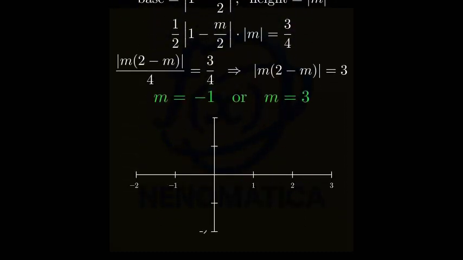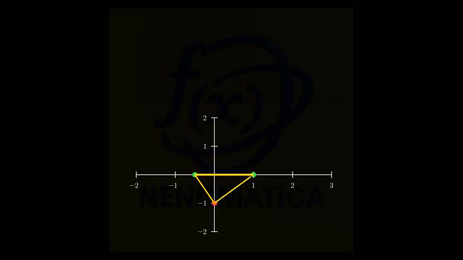To build intuition, let us sketch the triangle for m equals -1. The x-intercepts are at x equals 1 and x equals -1/2. The y-intercept is y equals -1. The base is the distance along the x-axis between those intercepts, and the height goes vertically to the y-intercept. Now sketch the triangle for m equals 3. The x-intercepts are at x equals 1 and x equals 3 over 2. The y-intercept is y equals 3. Again, the base lies on the x-axis between the intercepts, and the height reaches the y-intercept on the vertical axis.